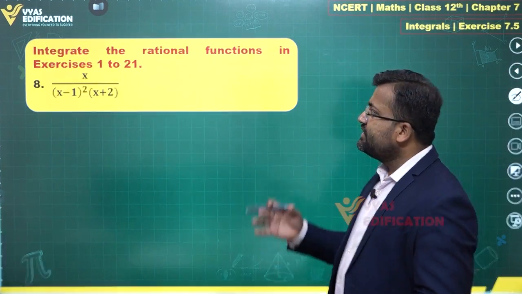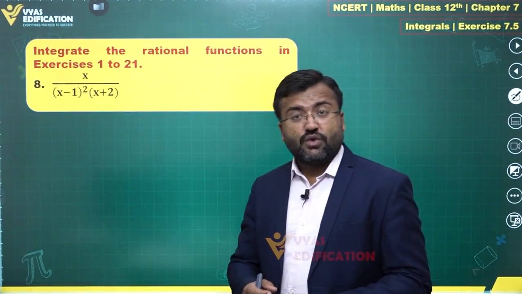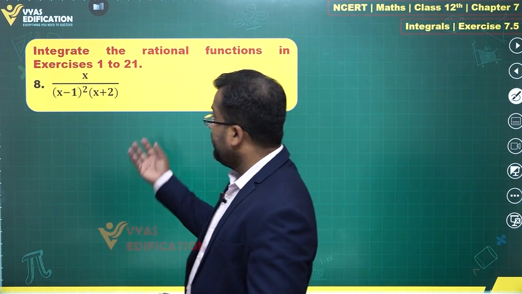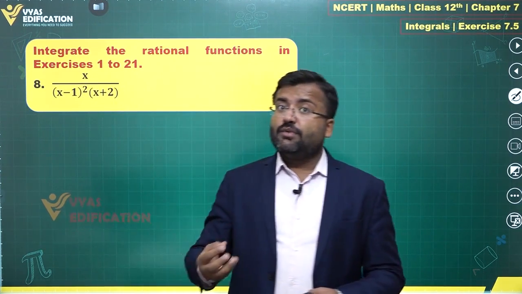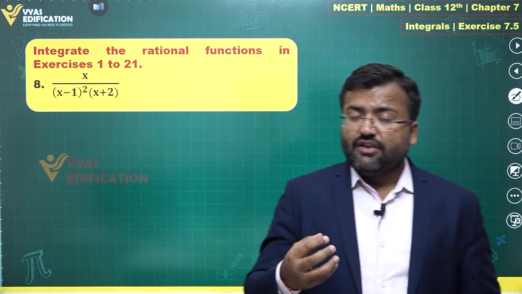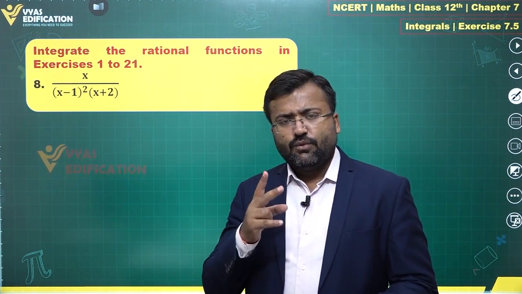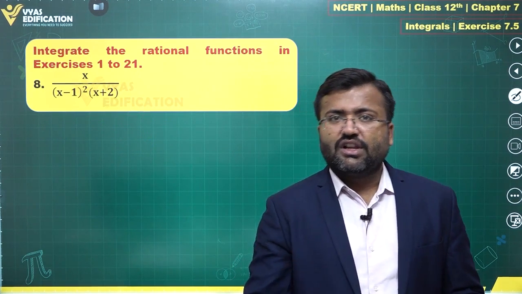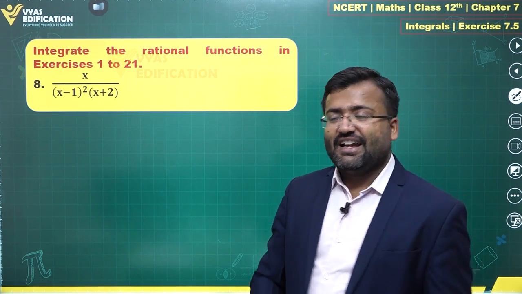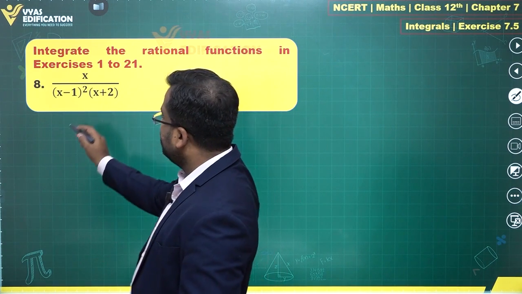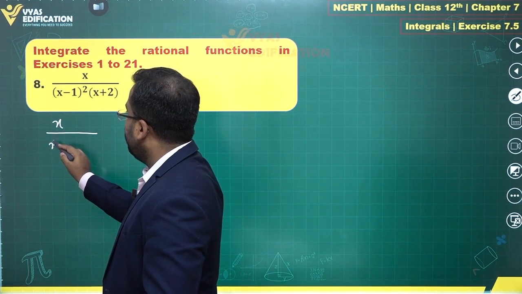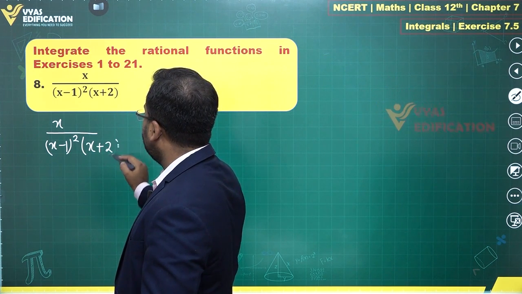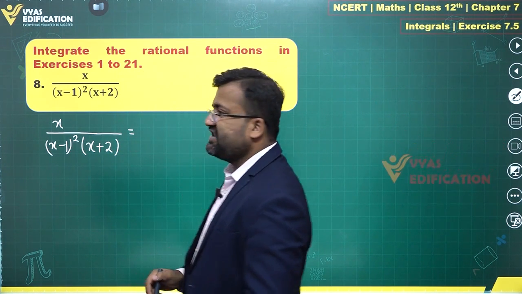Question 8 says integrate x upon x minus 1 square into x plus 2 in the denominator. So in the denominator you have linear factors, the degree of numerator is less than degree of denominator, therefore it is a proper rational function. First thing, okay. Second thing, denominator has been factorized, that's also okay. So now we'll convert it into partial fractions and then we'll integrate. So let's try to write this expression x upon x minus 1 square x plus 2 as partial fractions.